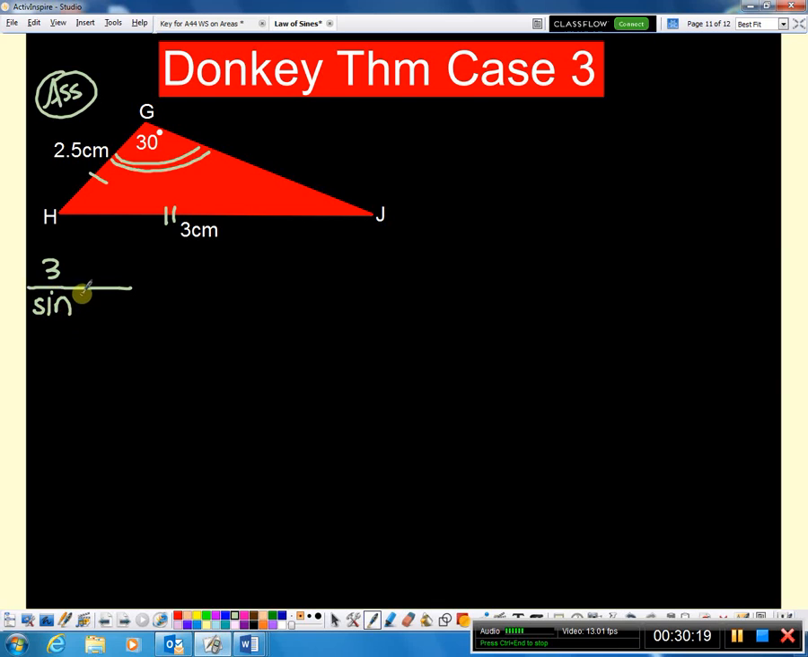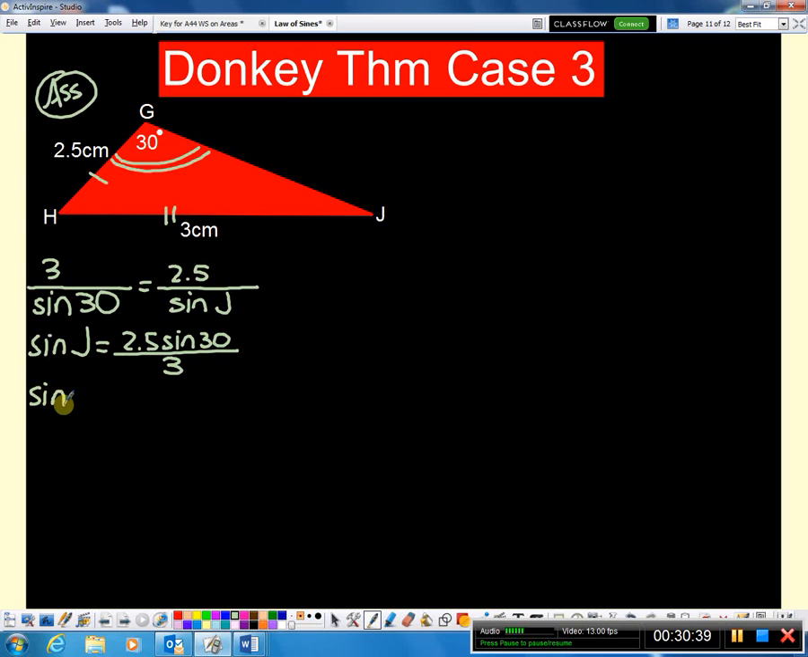I know it's a law of sines problem. So this time I'm going to put 2.5 on top, and that's going to be opposite j, so sine j on bottom. Isolate sine j, so 2.5 sine 30 over 3. Normally I won't do this step, but I know sine 30 is a half, and half of 2.5 is 1.25. I'm going to look at 1.25 over 3 and say, okay, that's definitely less than 1, so this is not a dead end. I need to proceed.